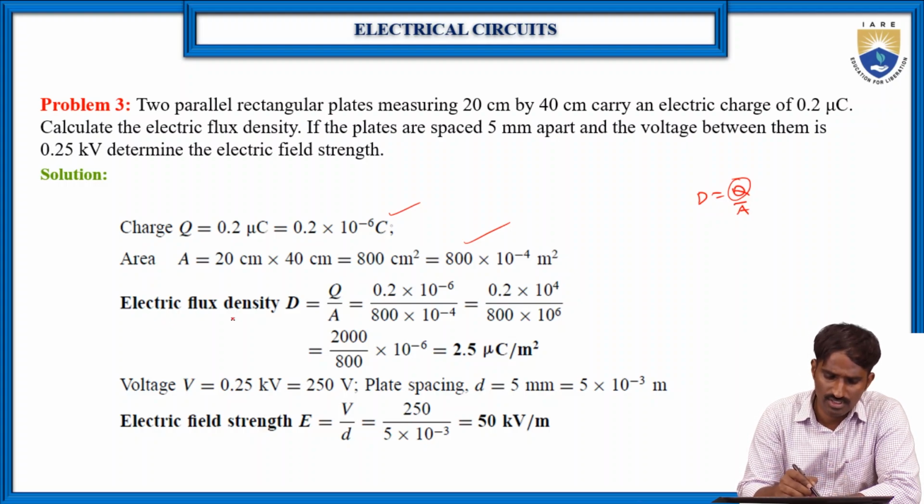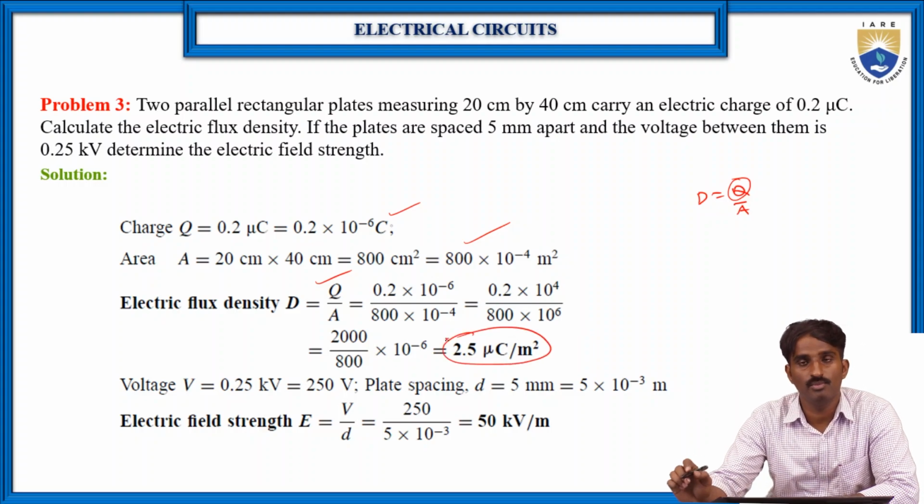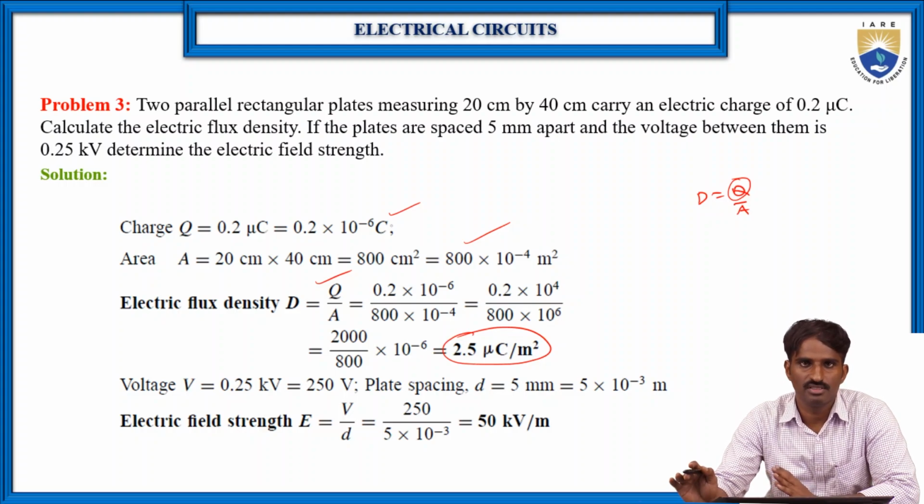Then substitute in the electric flux density equation Q by A. Substitute the value of Q and A. Then after substituting, you just simplify. Then you will finally get the flux density equal to 2.5 microcoulombs per meter square, because the unit for the flux density is coulombs per meter square. So here we got the value 2.5 microcoulombs per meter square. That is the flux density.